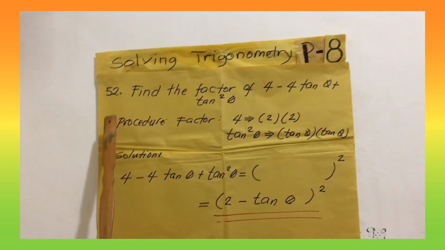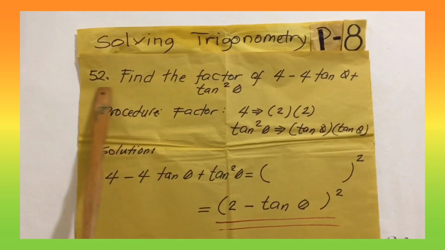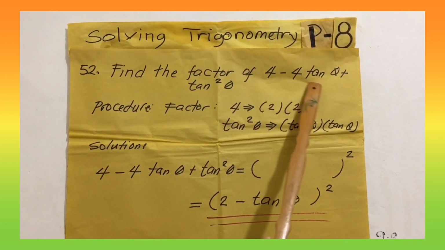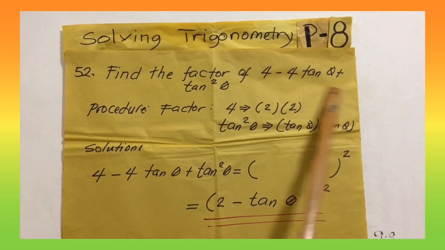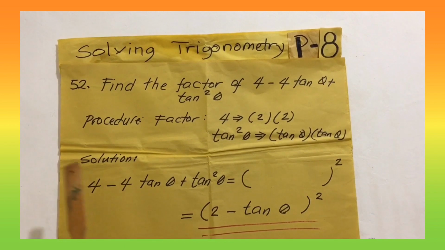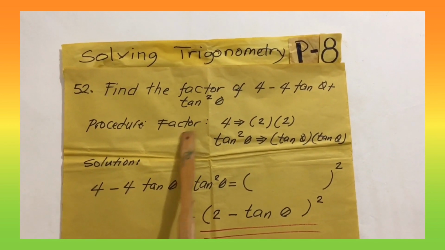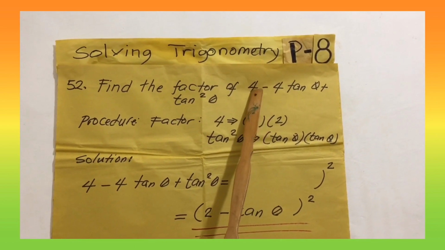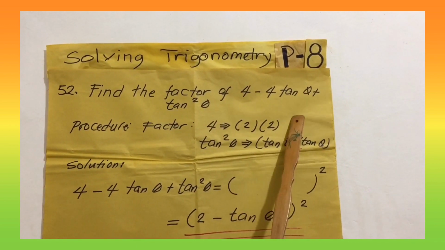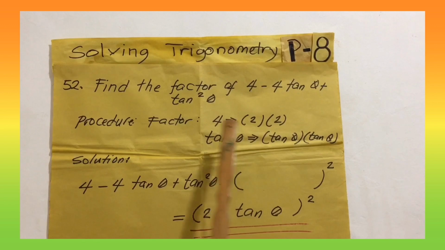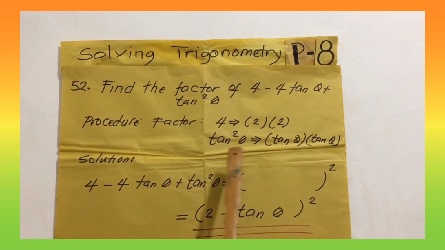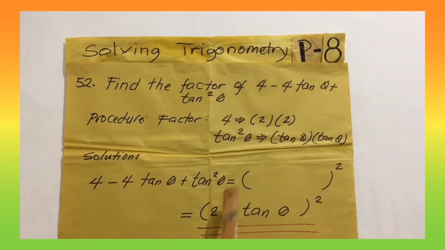Okay, we are now in question number 52. Find the factor of 4 minus 4 times tangent theta plus tangent squared theta. So our first procedure, we're going to find the factor of 4. The factor of 4 is 2 times 2. The other one is 4 times 1. But since the given is a perfect square trinomial, we will go to 2 times 2.